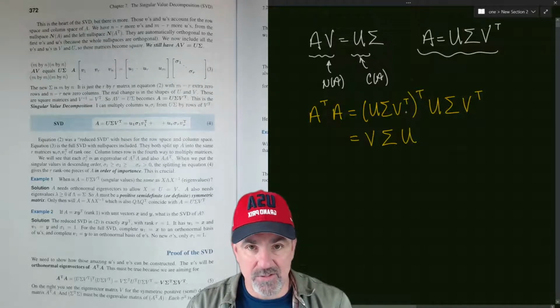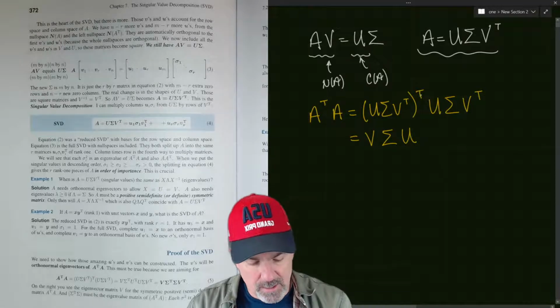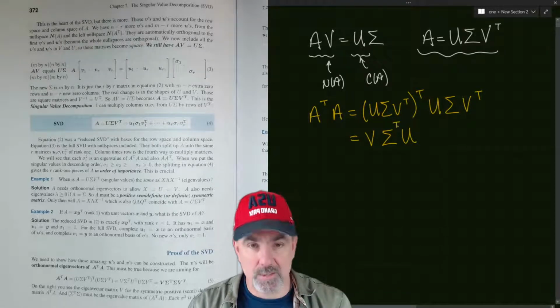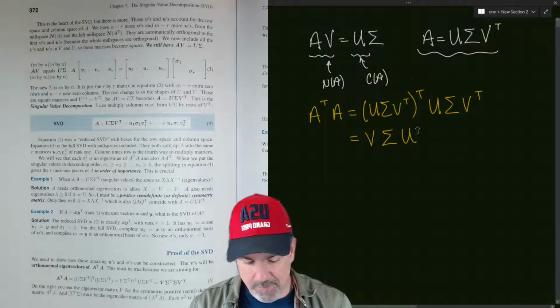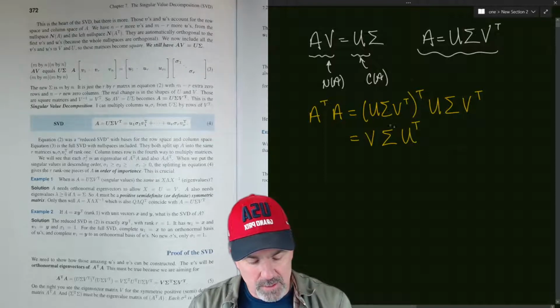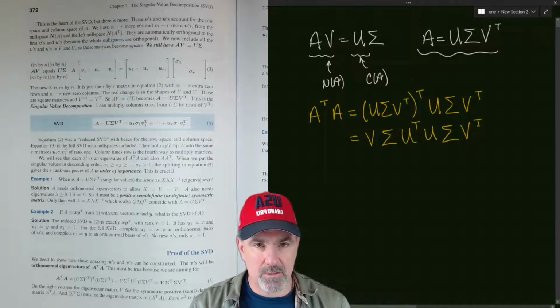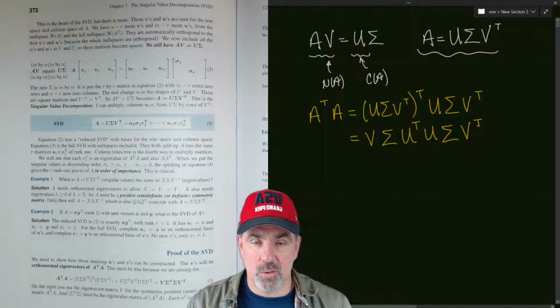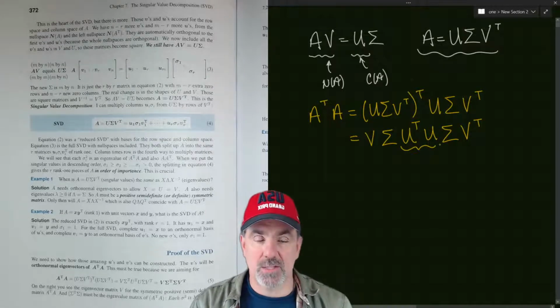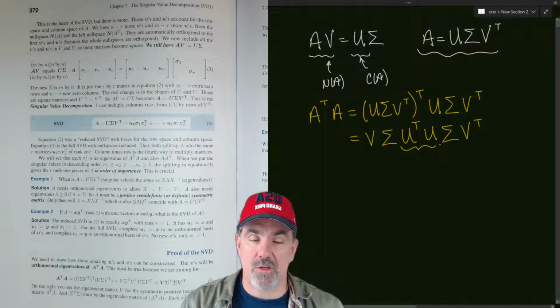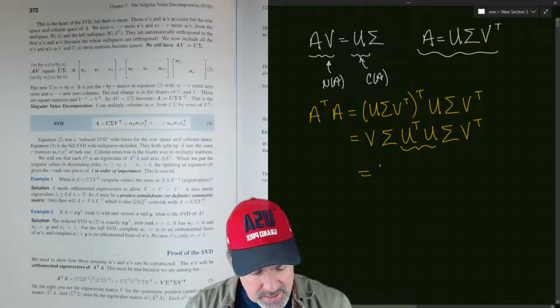But the transpose of V transpose is of course just V. The transpose of a diagonal matrix is of course the same matrix, so this is just sigma again. And then finally I have U transpose. And then I'm going to multiply that by U sigma and V transpose. So this is illuminating just to see it one time and to walk through it for yourself. But what you'll notice here is U transpose times U is equal to the identity matrix, because U is an orthogonal matrix.